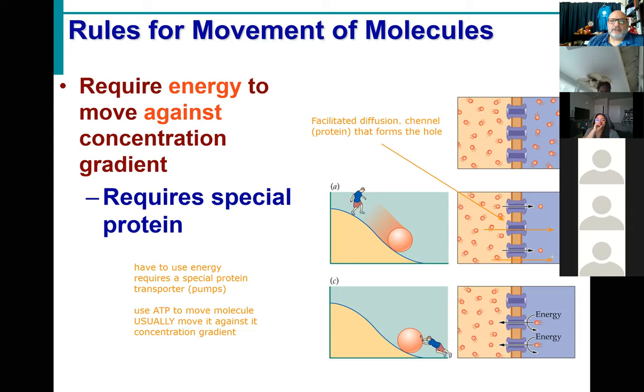If you're a bird, you can just fly. You don't need any help. That would be simple diffusion. All right? Excellent.